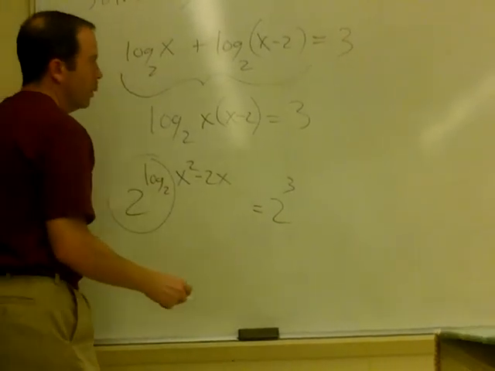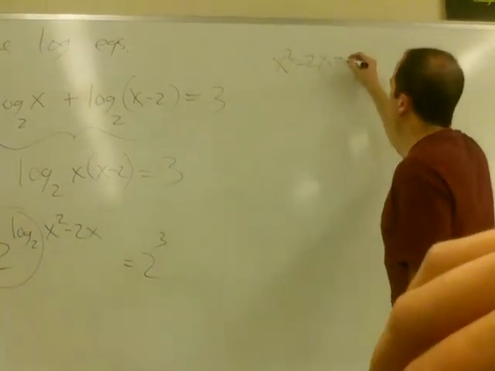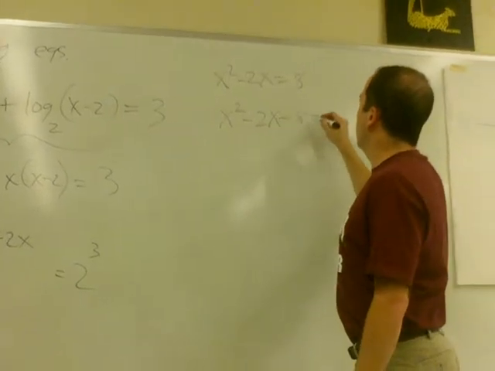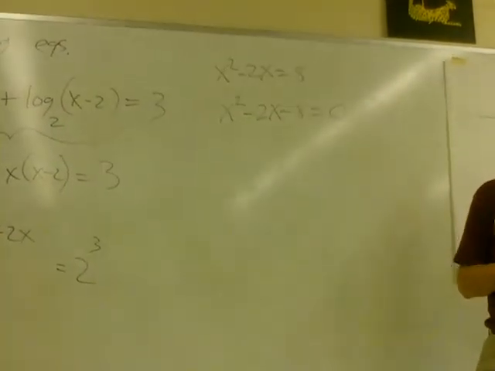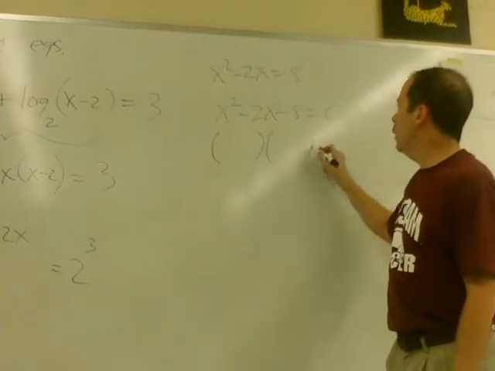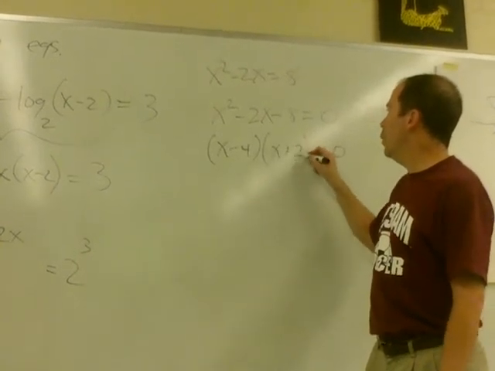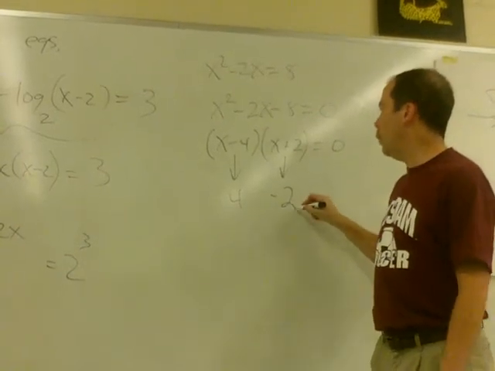So let's put that up here. Subtract 8 from both sides, and pray it's factorable. It is. Negative 4 and 2. So x minus 4, x plus 2. Our answers are 4 and negative 2.